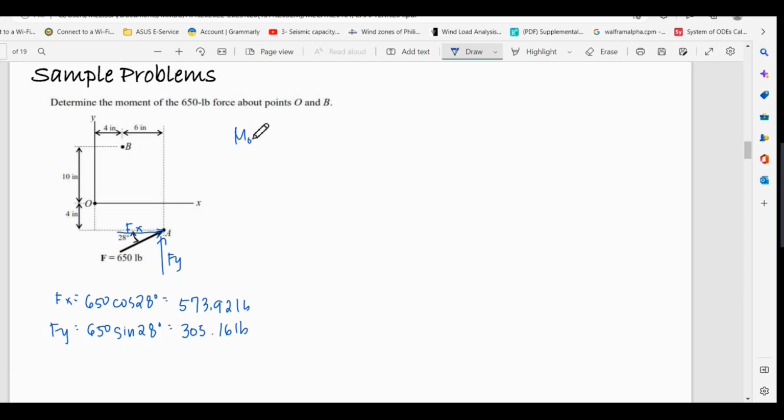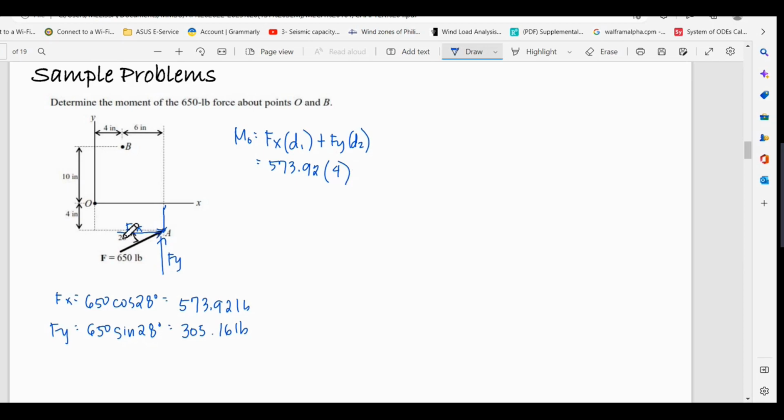So moment at point O is just equal to Fx multiplied by the distance that is perpendicular to our point O plus Fy multiplied by the distance. Fx is 573.92 pounds. Ano yung magiging distance in perpendicular to our point O? So this one is our force Fx. Okay? So the distance that is perpendicular is what? This distance. Itong distance na to. That is in perpendicular to our point O. Therefore, we have 4 inches.